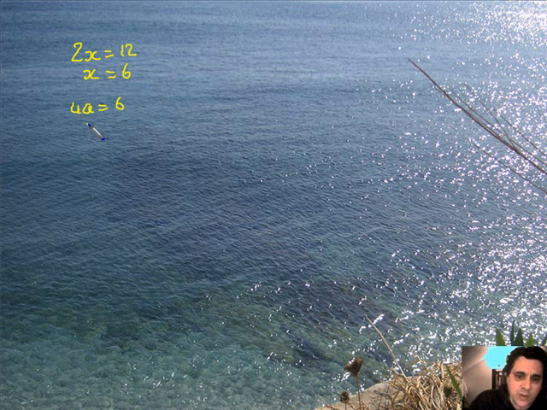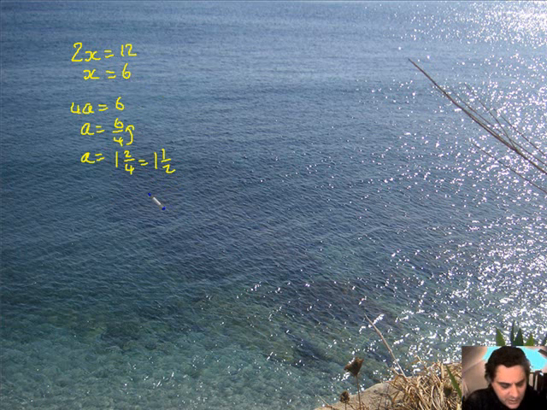Here's another one. 4a equals 6. Well, that means a must be 6 divided by 4. 4 goes into 6 one whole time, 2 left over. So there we go, otherwise known as 1 and a half. Very easy, isn't it?